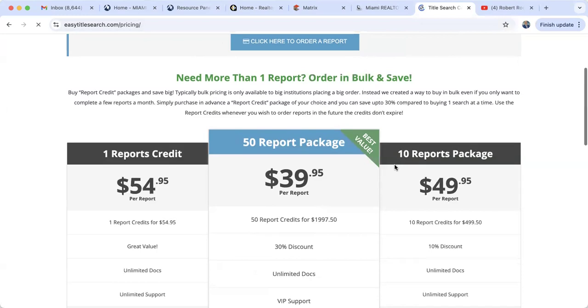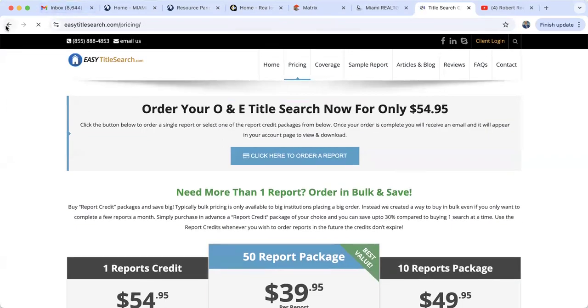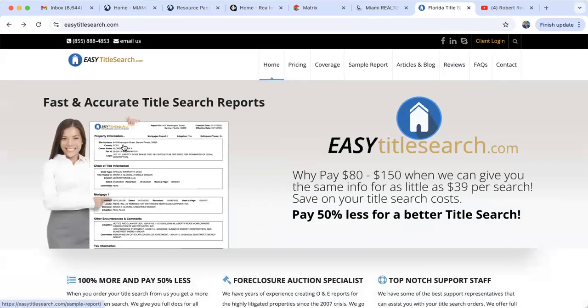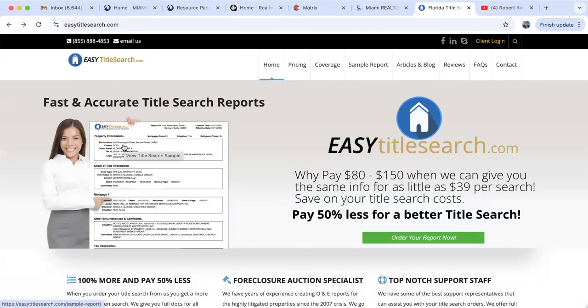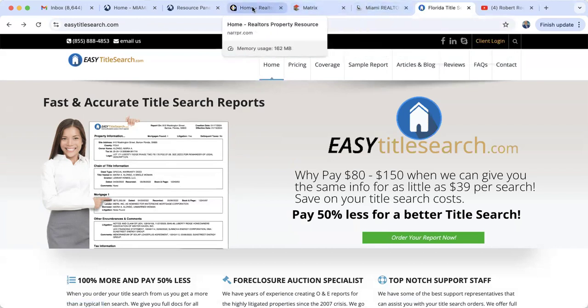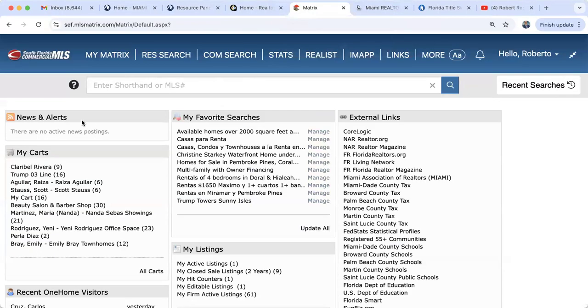All right, guys. So Easy Title Search should be one of your resources. This is a great way to check whether there are any liens or any open permits on a property, and you don't have to rely on a title company to get it done. And you definitely do not have to pay $200-300 for it. All right, so let's go back to Matrix, guys. There are so many ways for us to search for undervalued properties.